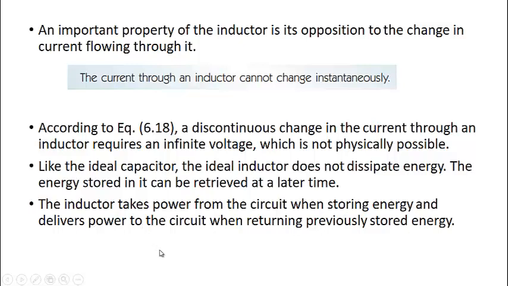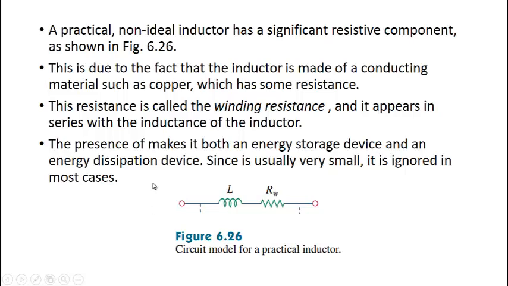This is the symbolic representation of the practical inductor, where we can show some resistance in series, because practical inductors have some loss. The value of this Rw is the resistance of the winding. The inductor is made of winding, because the current flows through the winding, and the winding is usually made of copper, which has a very small resistance, and for practical purposes that very small resistance can be ignored. But practically, the inductor can be shown like this.